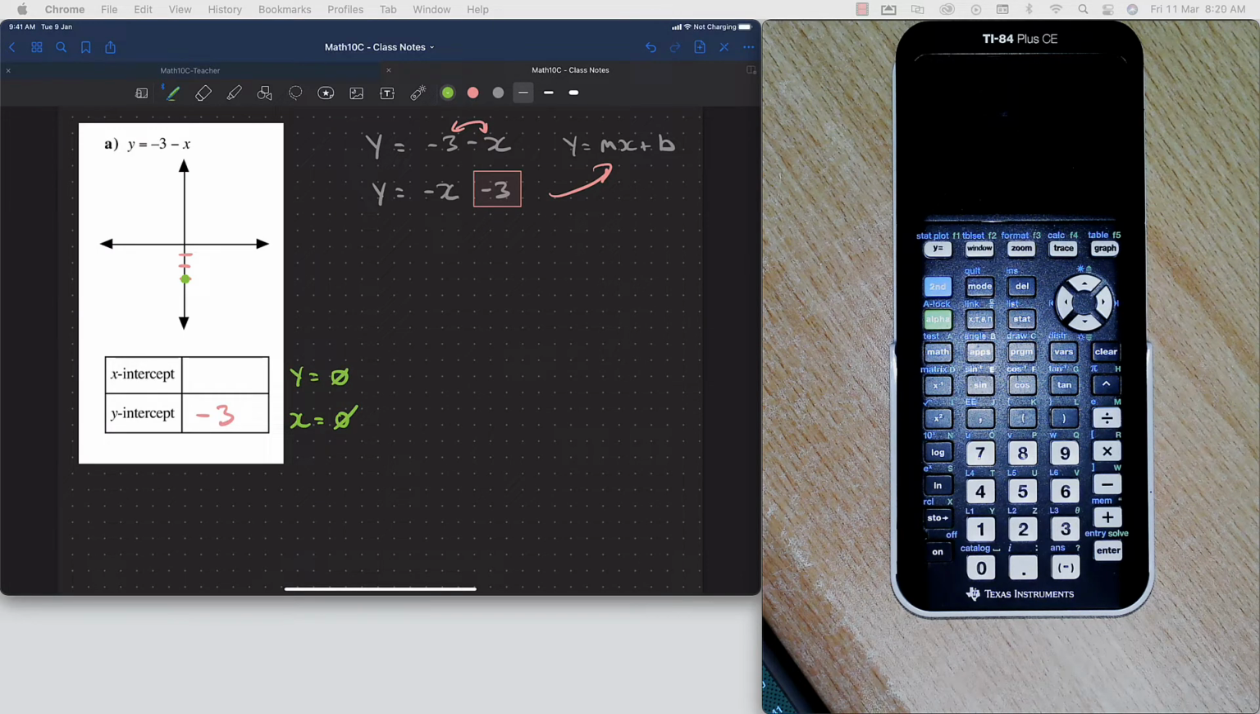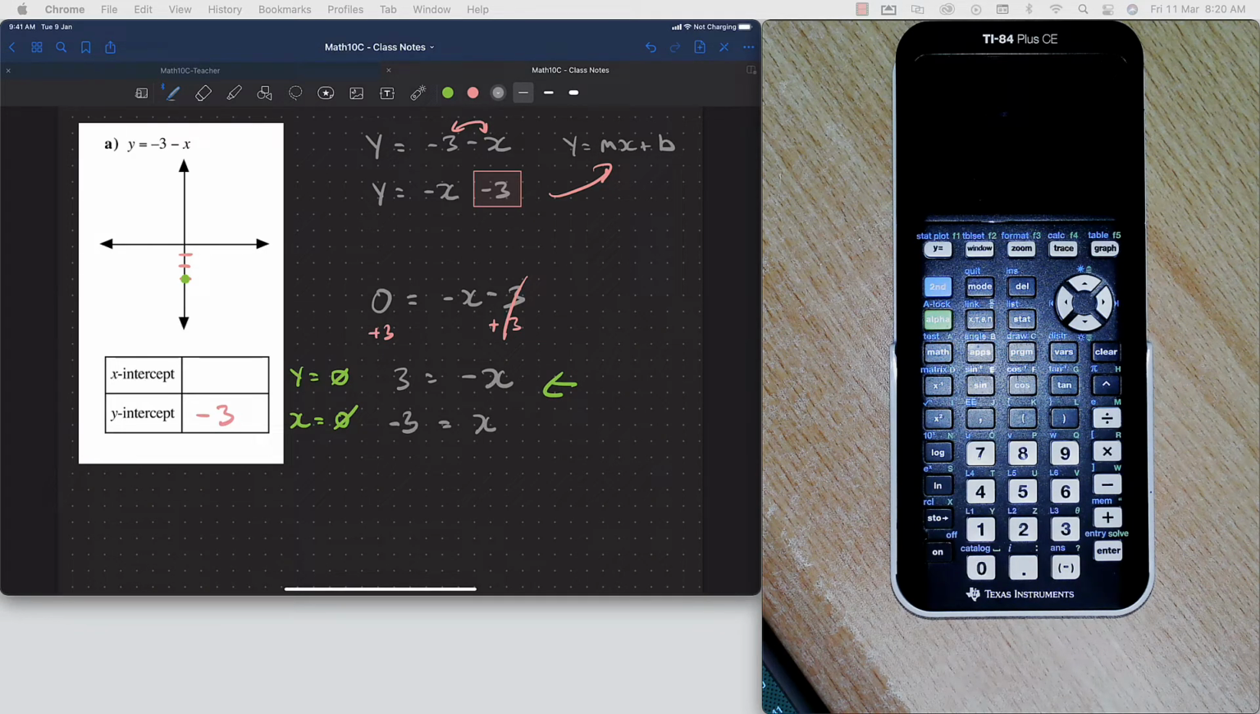So to solve for the x-intercept, we're just going to replace the y with 0. So we get 0 equals negative x minus 3. And I just need to isolate and solve for x. So I'm going to add 3 to both sides. And now I've got 3 equals negative x. And you should recognize that we're not looking for a negative x value. We're looking for a positive x value. So if negative x equals 3, then x is going to be equal to the opposite of that, or negative 3.